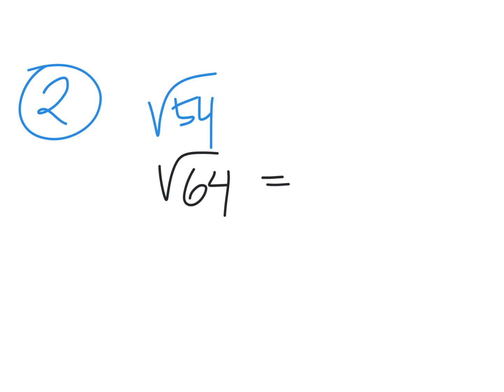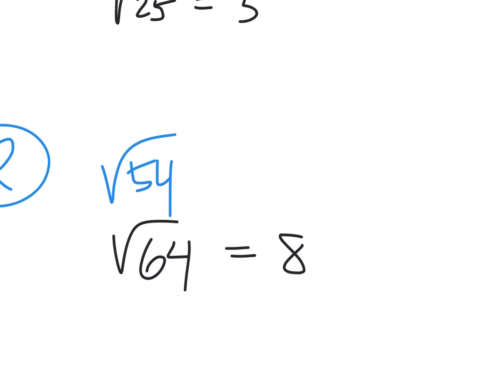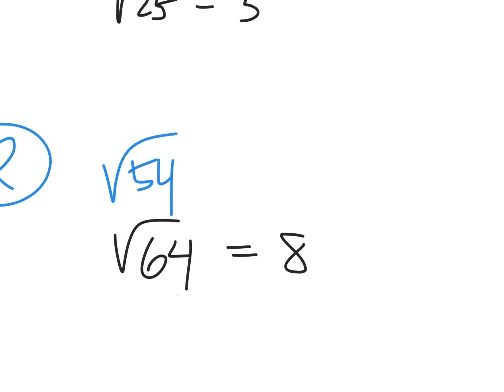You guys know that one? 8. Let's go the other way. Square root of 53, and no, that doesn't work. 52, 51, 49. Thank you for saving me some time there. And that's 7. So then it's between 7 and 8.